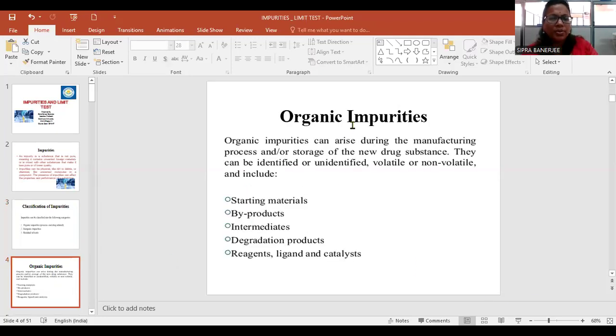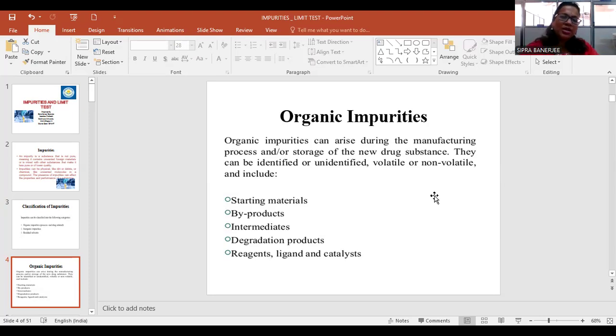Now coming to the organic impurities. Here organic impurities can arise during the manufacturing process or storage of the new drug substance. They can be defined or undefined, volatile or non-volatile, and include starting material, byproducts, intermediates, finished product, reagents, ligands, and catalyst. That means organic impurity can arise whenever any drug, solution, capsule or syrup is prepared, during the manufacturing process. And if the drug is stored for a longer time, that can also cause impurities.